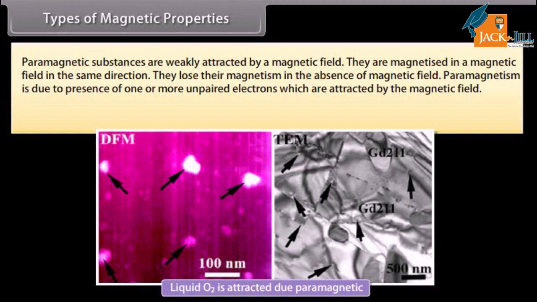They are magnetized in a magnetic field in the same direction. They lose their magnetism in the absence of a magnetic field. Paramagnetism is due to the presence of one or more unpaired electrons which are attracted by the magnetic field. O2, Cu2+, Fe3+, Cr3+ are some examples of such substances.